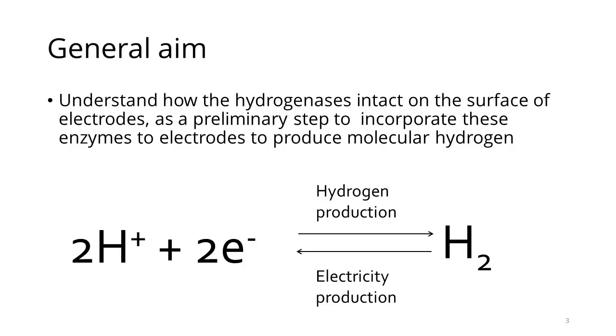The general aim of my research is to discover how to use hydrogenases to produce hydrogen. I am very interested in hydrogenases because these enzymes can catalyze the redox reaction of hydrogen. This means that these enzymes can bond two protons to two electrons to generate a molecule of hydrogen, or, in the reverse way, break a molecule of hydrogen to produce two protons and two electrons. Then the generation of electrons is a flux of electrons, which at the end is an electric current. So that is the general idea of why I am interested in this kind of enzymes.